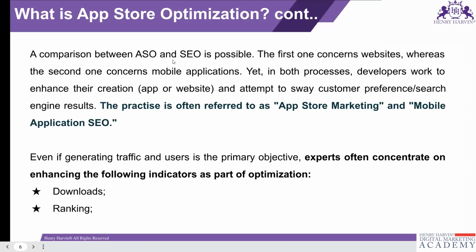So a comparison between ASO and SEO is possible. SEO is search engine optimization and ASO is app store optimization. In SEO, we try to rank our website in the search engine, and in app store optimization, we try to rank our application on the app store.